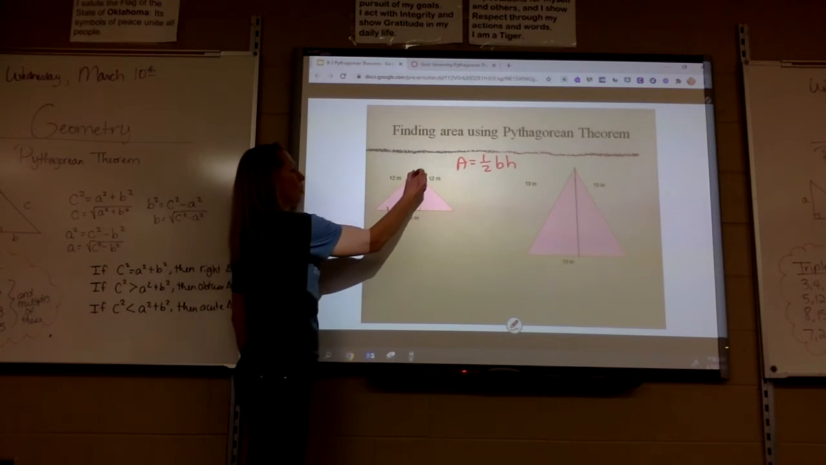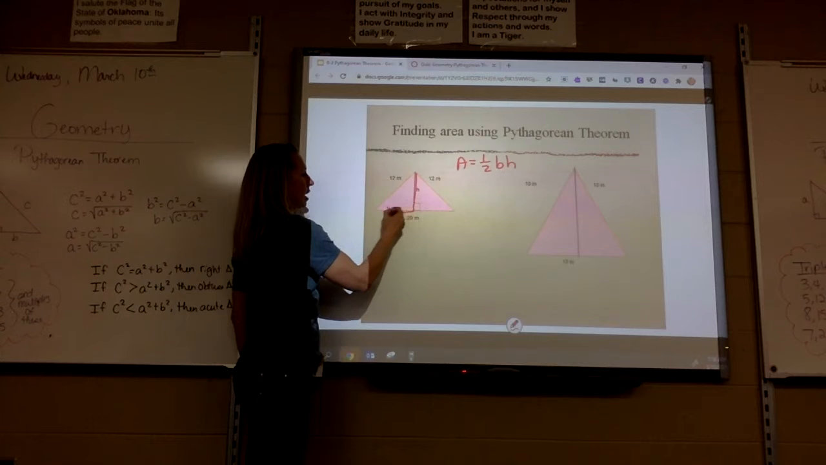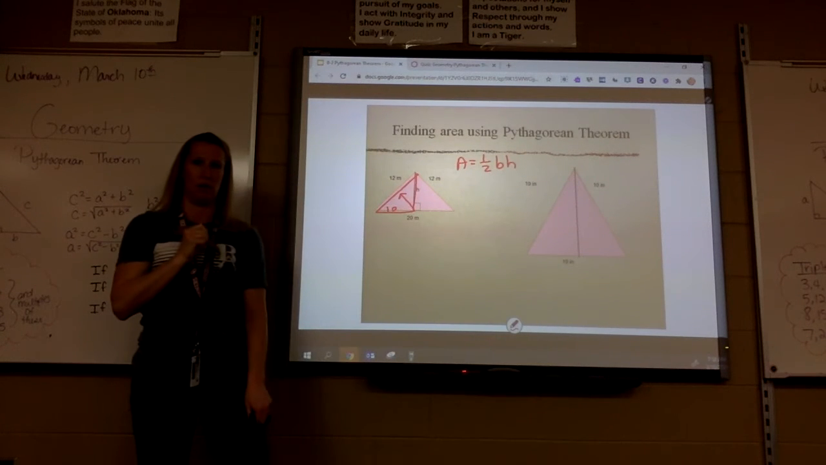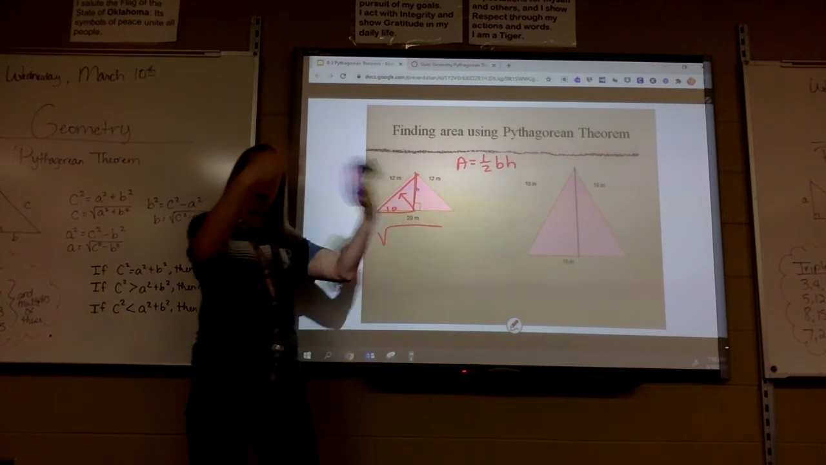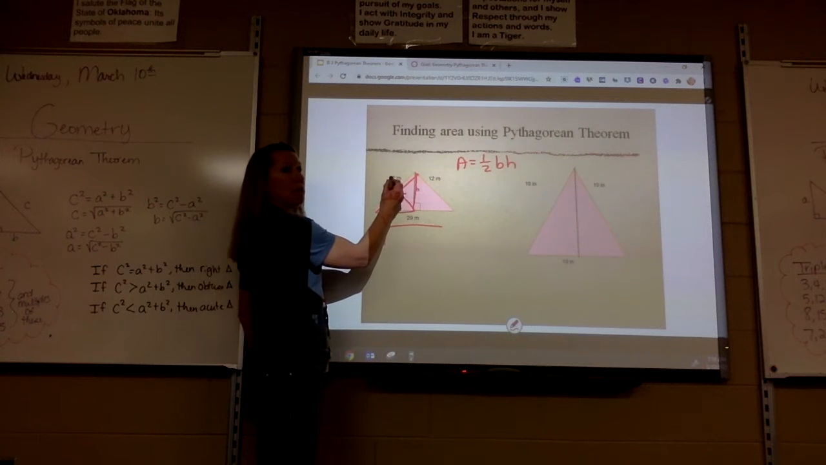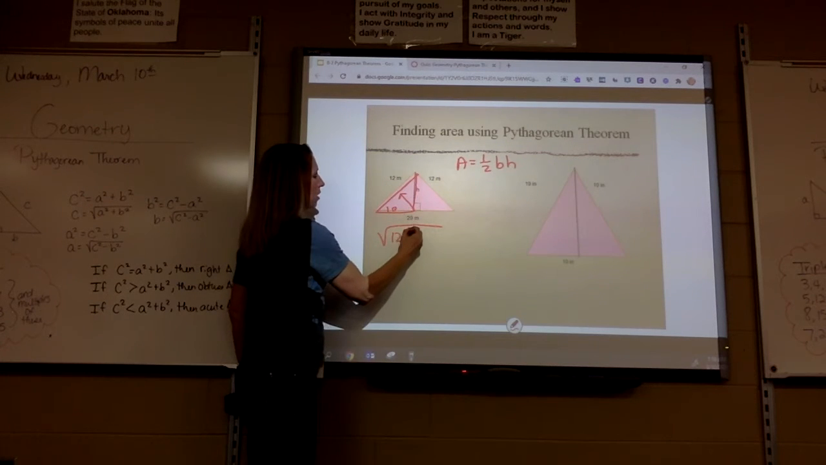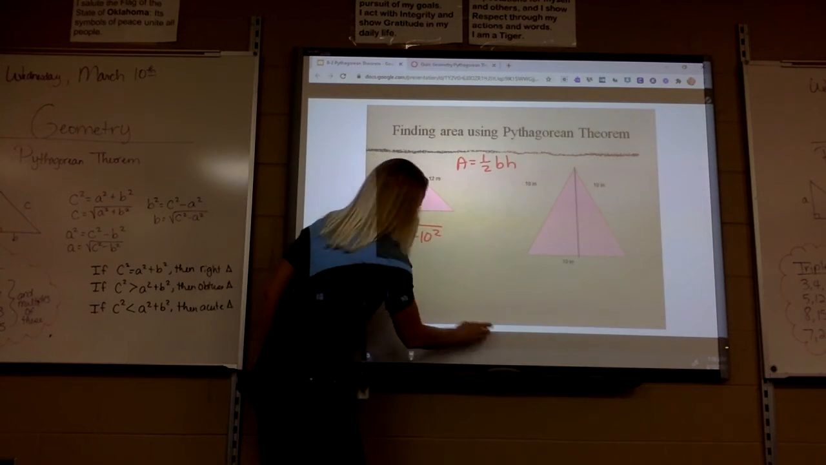So in order to use the Pythagorean Theorem, I need a right triangle. I know the hypotenuse. Would I add or subtract? Subtract. I need a smaller side. Always do the biggest side first. 12 squared minus 10 squared.